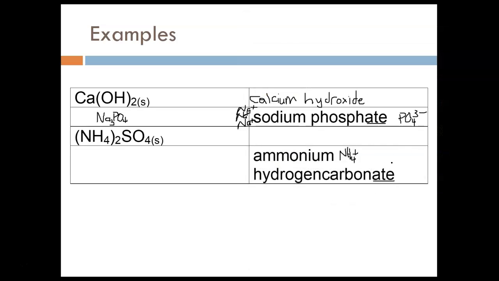So this is going to be HCO3 with a 1- charge. And so I bring one ammonium to the party and one hydrogen carbonate to the party, and we end up with NH4HCO3. Because there's one of each of them, we don't need to put parentheses around each of them.